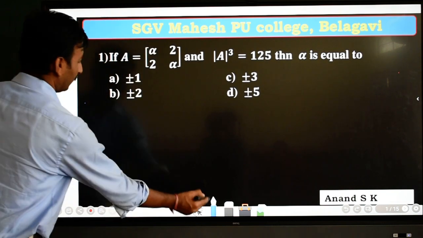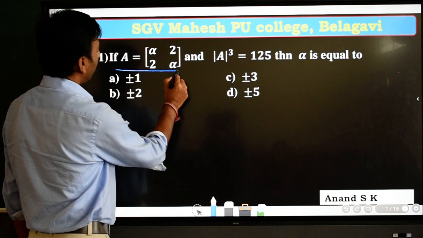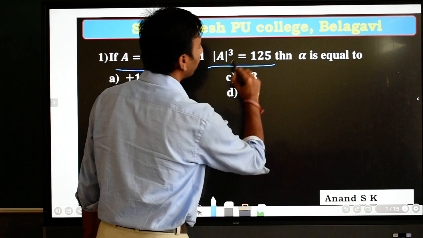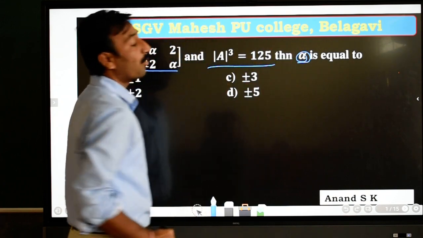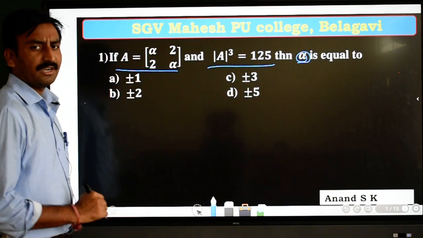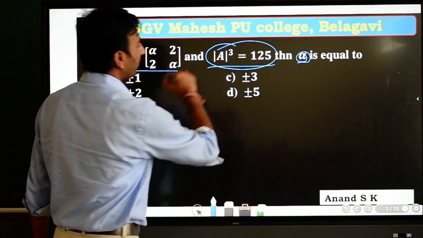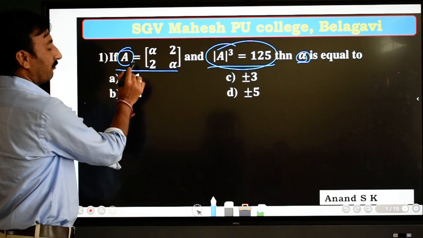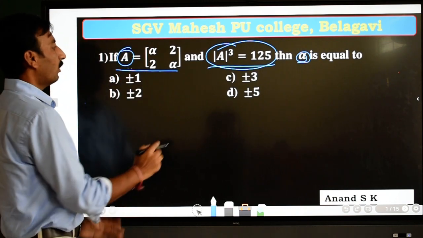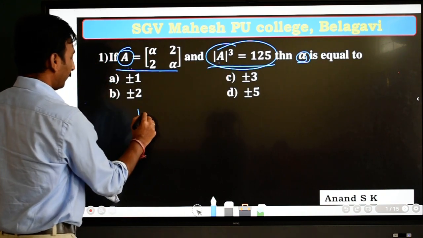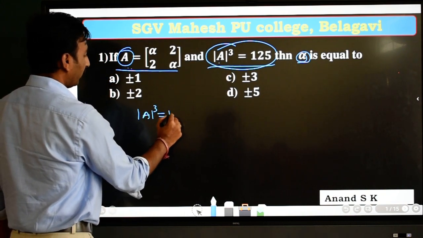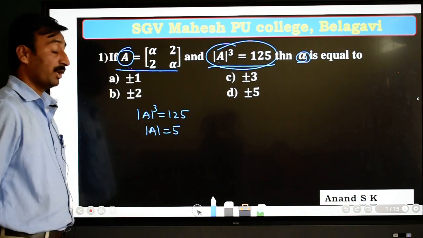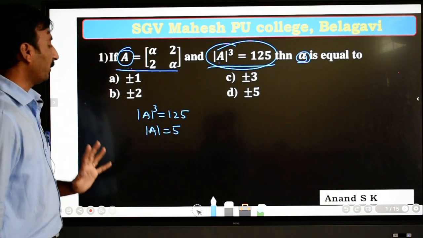The question is very simple. What they have given: A is a matrix with entries alpha, 2, alpha, and determinant of A cube is given for us, and they are interested in finding alpha. When they have given determinant of A cube is 125, using this you can find the determinant of A. Determinant of A cube is 125, so determinant of A becomes 5, because 5 cubed is 125.